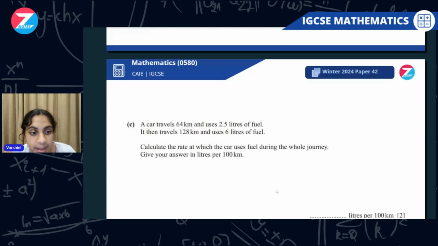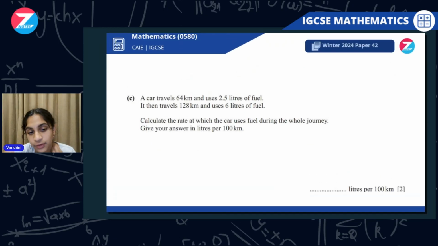Okay, moving on. A car travels 64 kilometers, so that's going to be 64 kilometers, and uses 2.5 liters.